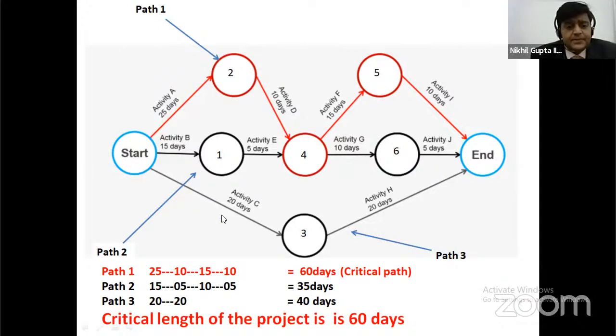The next path, this is the third path, starting with activity C and activity H. The duration is 20 days for activity C and 20 days for activity H. Then the total duration of these activities is 40 days. So 60 days in path 1, 35 days in path 2, 40 days in path 3. Then the maximum path duration is 60 days, so it is the critical path, and the length of this path is 60 days.